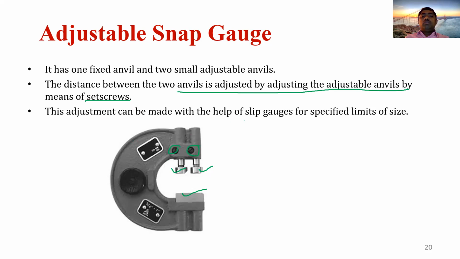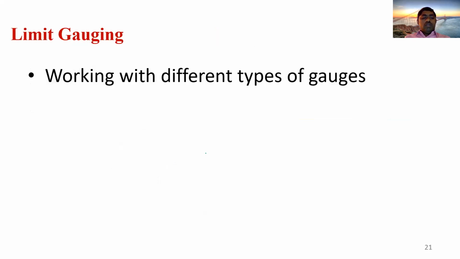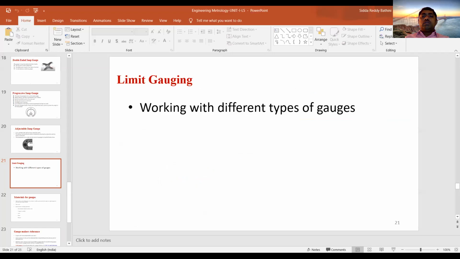The adjustment can be made with the help of slip gauges for a specified limit of size. So we use the slip gauges for the no-go limit and go end. The size of the go end and no-go end is maintained by using the slip gauges. So let us see on video how these gauges work.